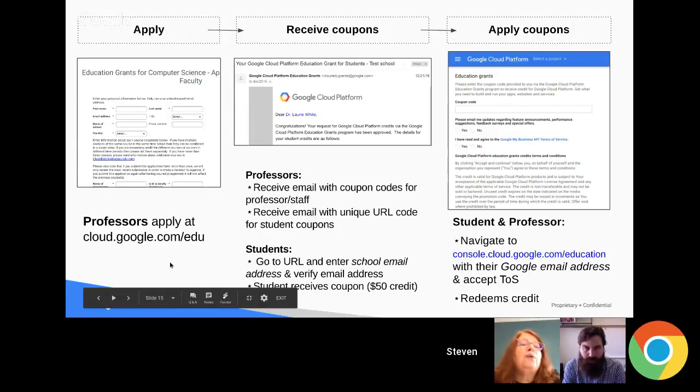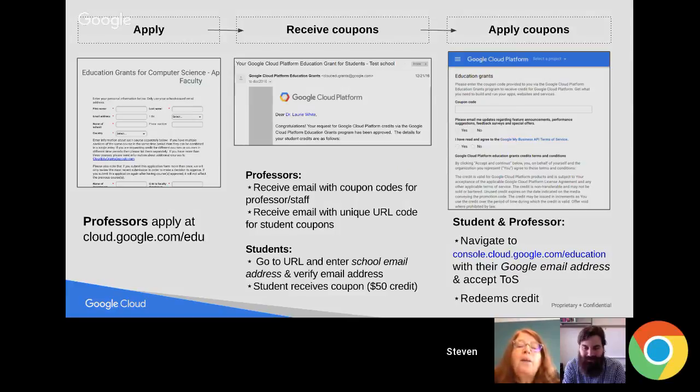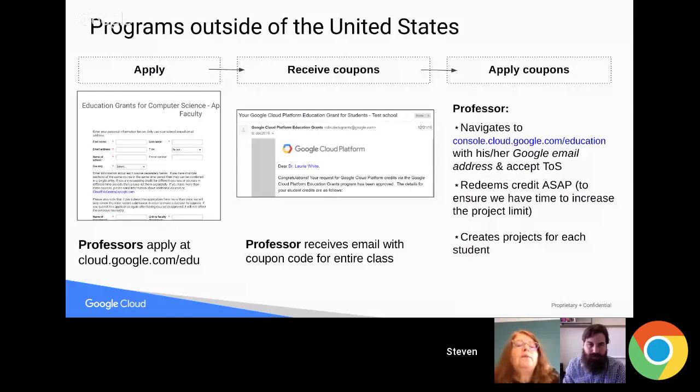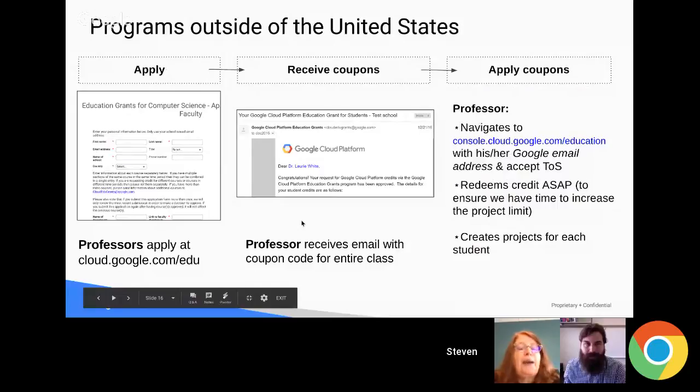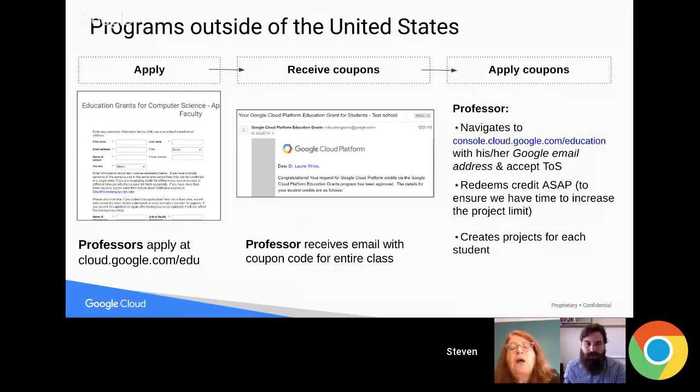If you're a program outside of the United States and in one of the 29 other countries, you'll do the same application, but professors are then responsible for setting up projects for all of the students in their class. We need you to redeem those coupons quickly, and we'll increase the project limit for you, and we have instructions on how to automate this project creation.